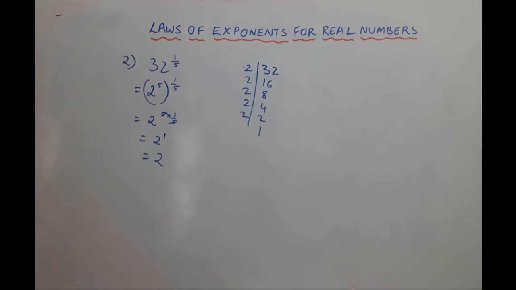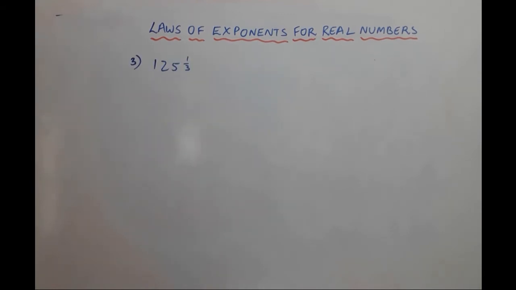Easy. So here once again the same law is applicable: a raised to m whole thing raised to n, where m and n get multiplied because the base remains the same. Let's do the next problem.